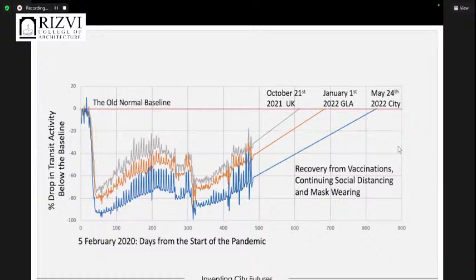So you can see a big difference between the high density of London and the lower density of other parts of Britain, in that sense. And you can see the recovery due to vaccinations, social distancing and mask wearing and so on, which is forecast, and you can see that the City of London is the last one to recover. In fact, were I to plot these graphs now, then the City of London and London in general and the UK have not really recovered to pre-pandemic levels.